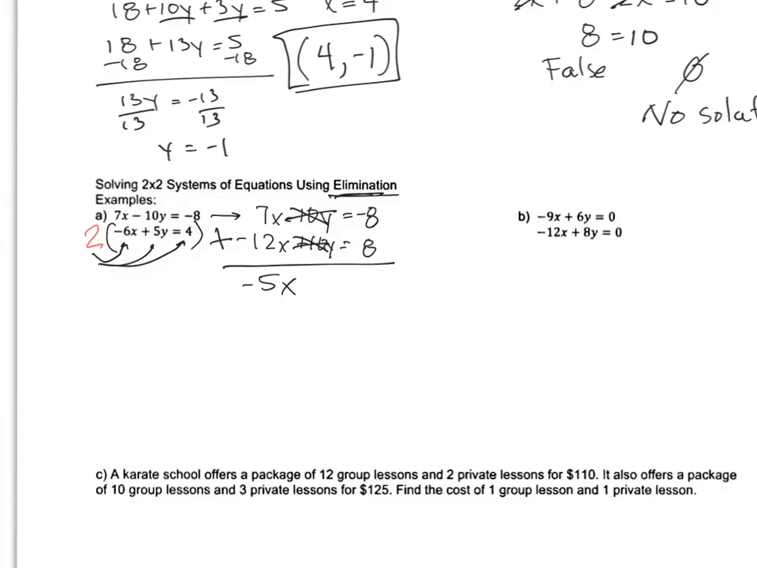Now negative 8 plus 8 is a 0. Do not be afraid of a 0. A 0 is not that situation. A 0 is a number, and we can graph it. We can have it as an answer. We still have a letter, which means we still have a solution. So divide by negative 5. 0 on top means x is 0.